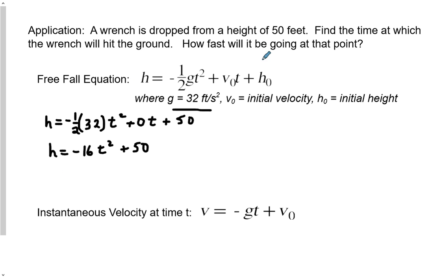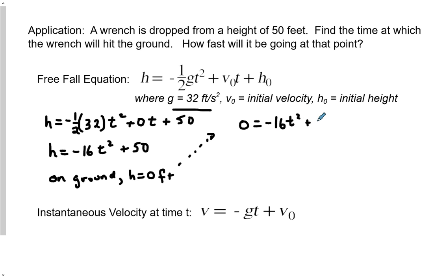Well, what time will the wrench hit the ground? Well, the time at which the wrench will hit the ground is going to depend on how fast when it gets there, and of course, on the ground, our height is equal to 0 feet. So what we're going to do is we're going to substitute that in and we're going to solve. So we're going to say 0 is equal to -16 times t squared plus 50.